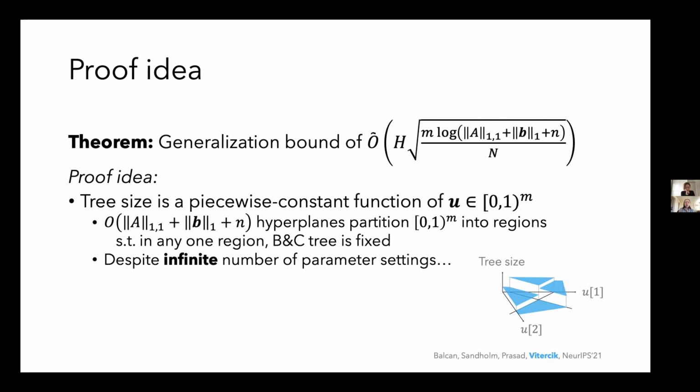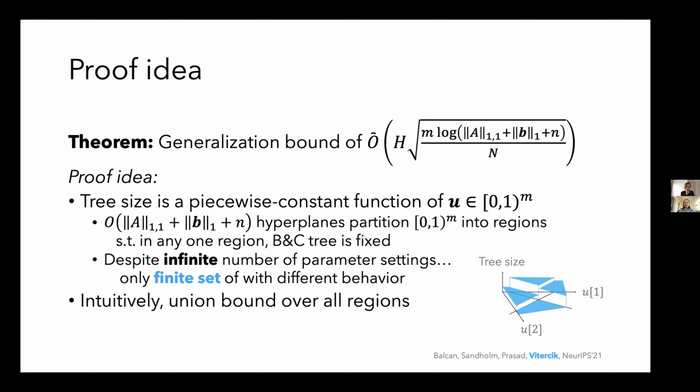So intuitively, what this is saying is that despite there being an infinite number of parameter settings, there's only a finite number which have different algorithmic behavior. And so intuitively, we can take a union bound over all of these regions in order to get our sample complexity bound. And more formally, we use this learning theoretic tool called pseudodimension.